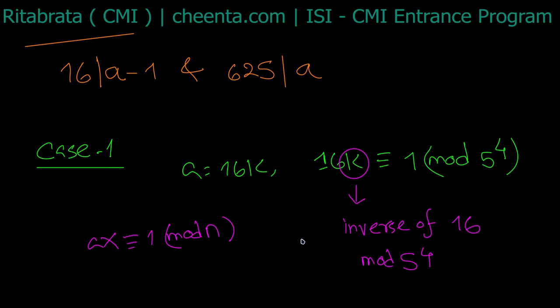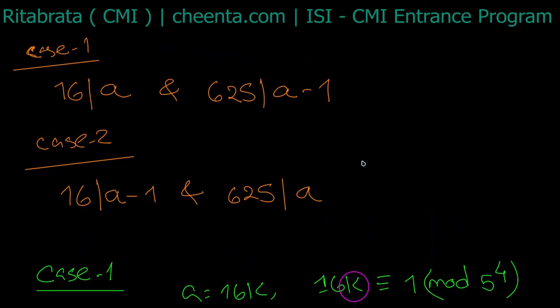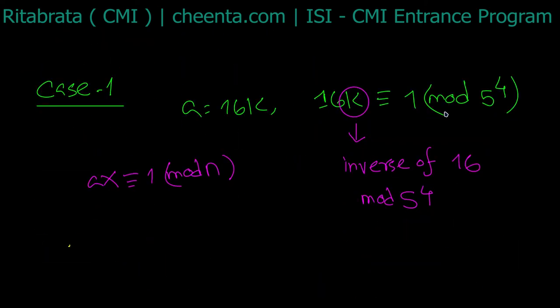But in this process we have to do a lot of calculations to find it. So let's try another way. Instead of writing a as 16k, I know that a minus 1 is divisible by 625. So a minus 1 is 625k, so we can also write a as 625k plus 1.